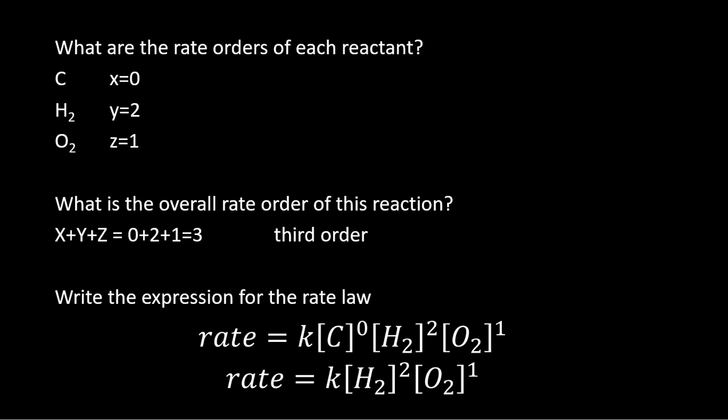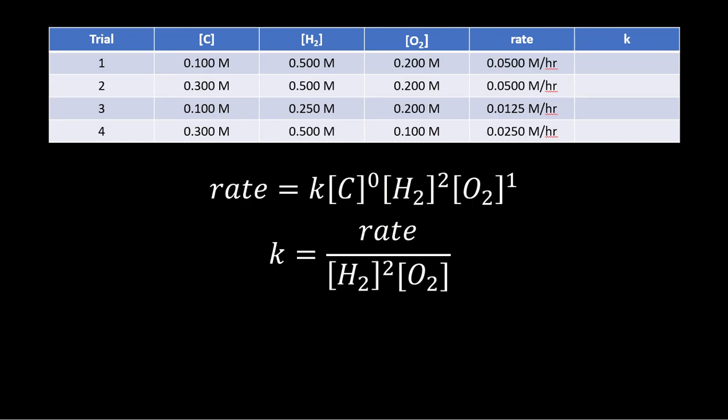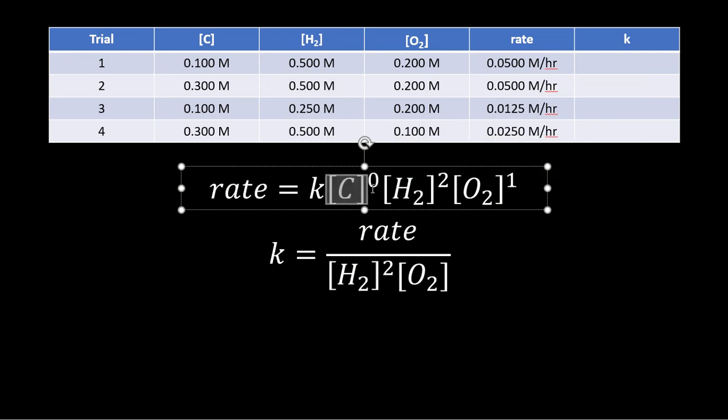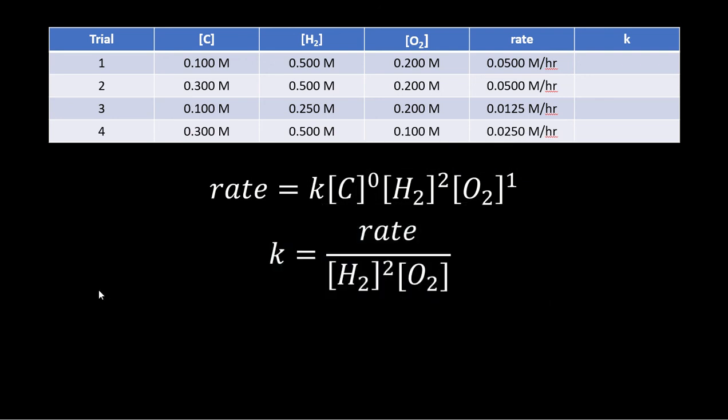Now, one last thing that we can solve for when it comes to the instantaneous reaction rates is the value of K. If our rate law is rate equals the rate constant times our various concentrations of reactants raised to their respective rate orders, we can rearrange this to solve for K. Since the concentration of carbon, any value we put in there would be raised to 0, would become 1, we can just ignore it and have the expression: the rate constant equals whatever the rate is divided by the concentration of molecular hydrogen squared multiplied by the concentration of molecular oxygen raised to the first power.